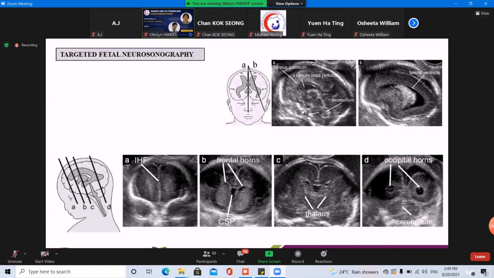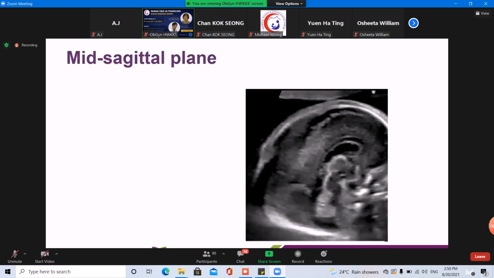So if a fetus is at high risk of CNS abnormality, or if the fetus is suspected to have CNS abnormality, we would go for a targeted fetal neurosonography. Targeted fetal neurosonography is composed of a series of sagittal planes and coronal planes. I think the most important sagittal plane is the mid-sagittal plane, and the most important coronal plane is the transthalamic coronal plane. So let's take a look at the mid-sagittal plane.